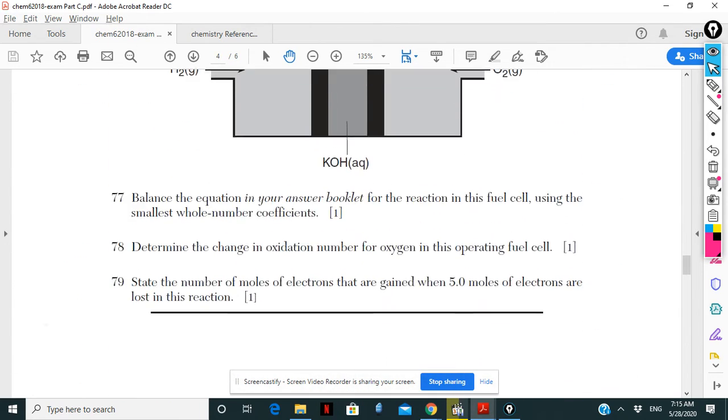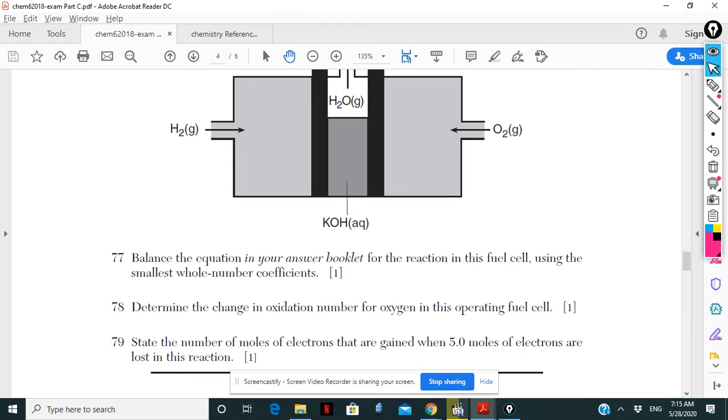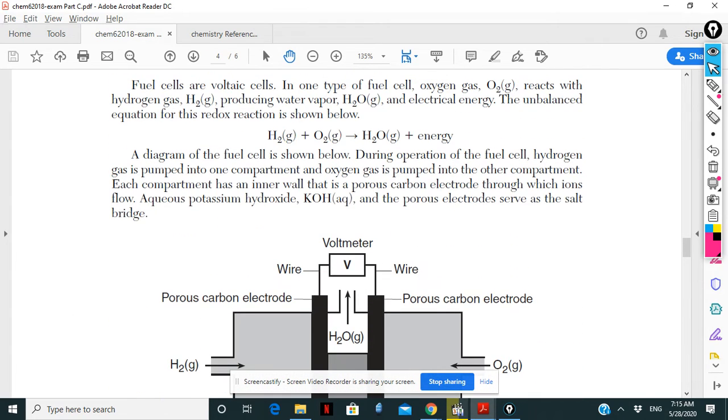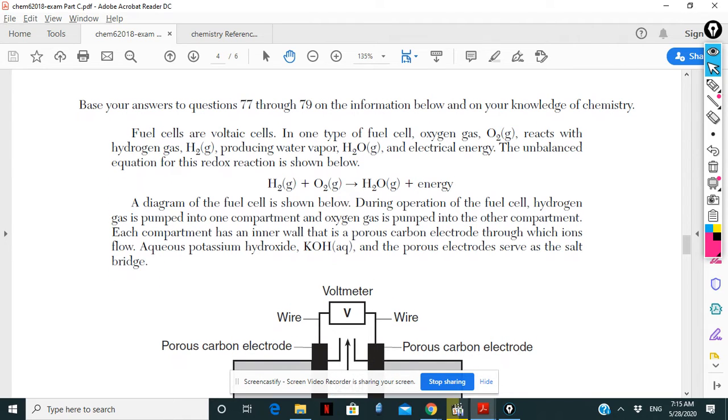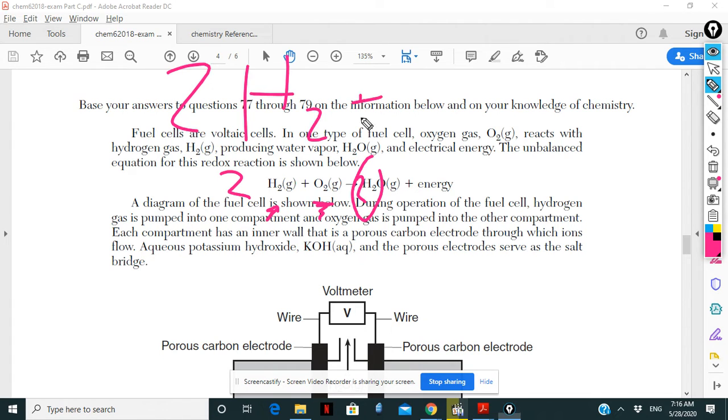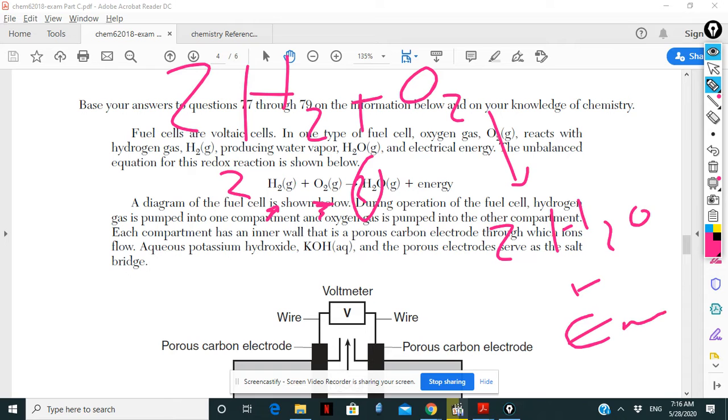Question number 77 through 79. Balance the equation. When I balance the equation, I'm looking at balancing oxygen. Here oxygen is 2, here it is 1, so I'm going to write 2. What happened to the hydrogen? It is 4 here, and here it's 2, so 2 times 2 is 4. So the final equation is 2H2 plus oxygen, giving me 2H2O plus energy.